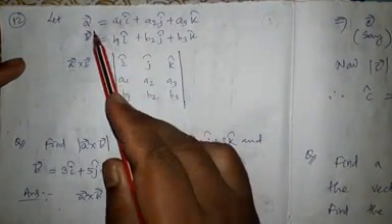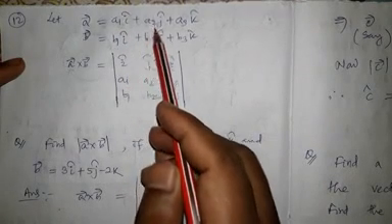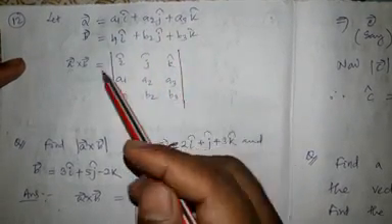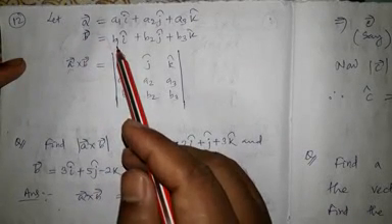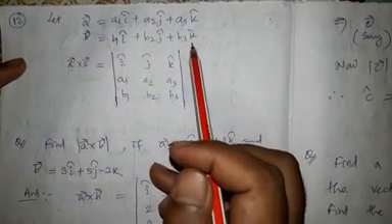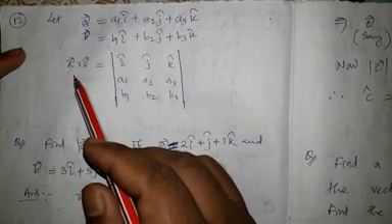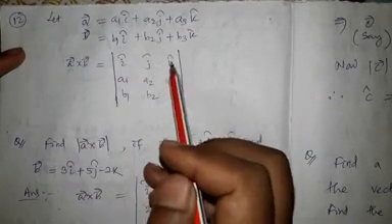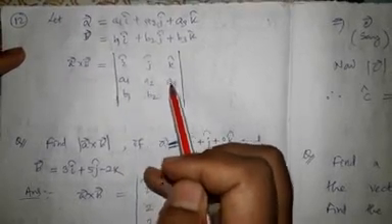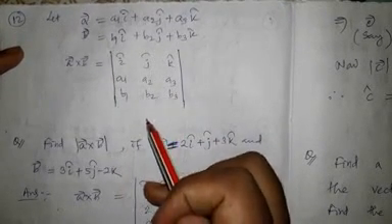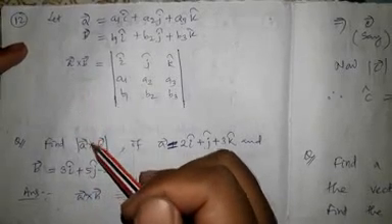Let A vector is equal to A1 i cap plus A2 j cap plus A3 k cap. B vector is equal to B1 i cap plus B2 j cap plus B3 k cap. Then A cross B vector is equal to the determinant with rows i cap j cap k cap, A1 A2 A3, B1 B2 B3. This is A cross B.